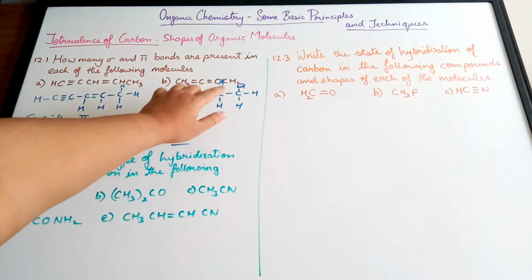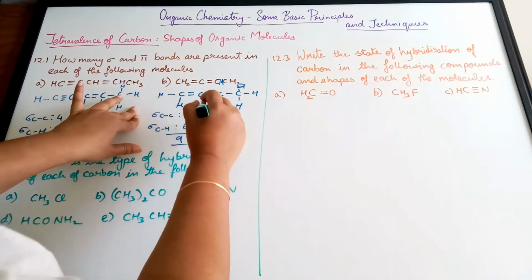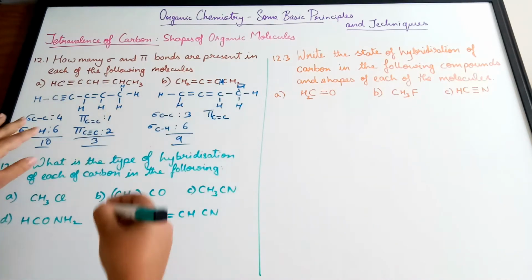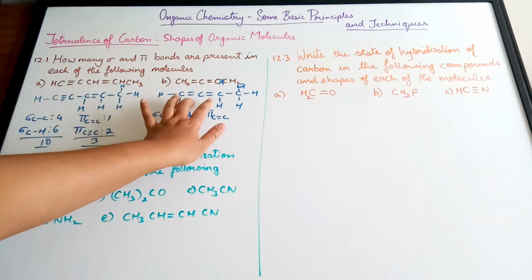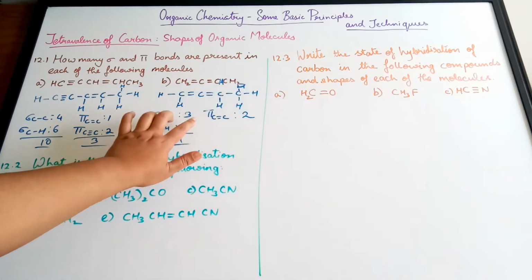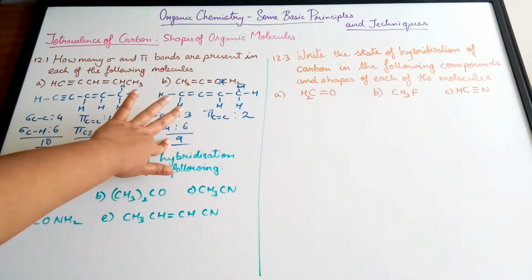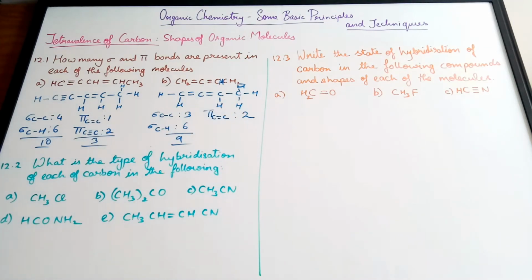So CH3. Okay, now in case of pi bonds, pi C double bond C. You only have C double bond C over here, you don't have triple bonds. So you have two double bonds, which means there are two pi bonds. So in this molecule, you have 9 sigma bonds and 2 pi bonds. Okay. Next, what is the type of hybridization of each carbon in the following?